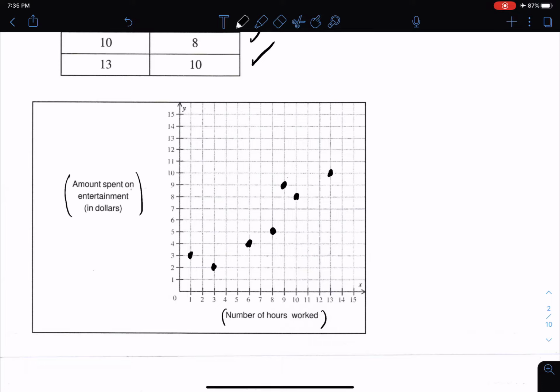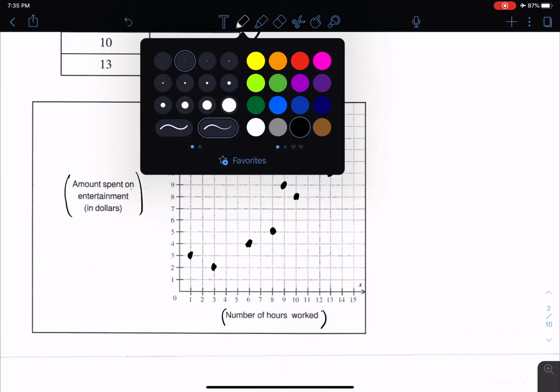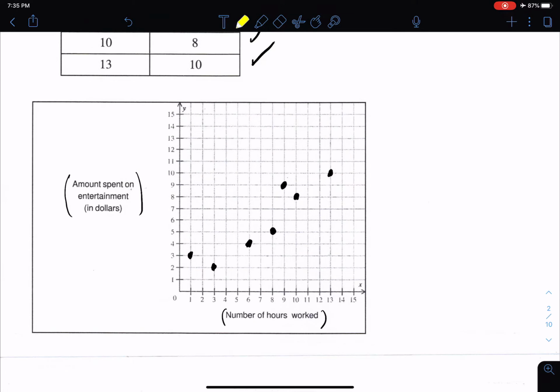Okay, so that's all they wanted us to do. If we take this a step further, I think I'm starting to see some sort of correlation here.